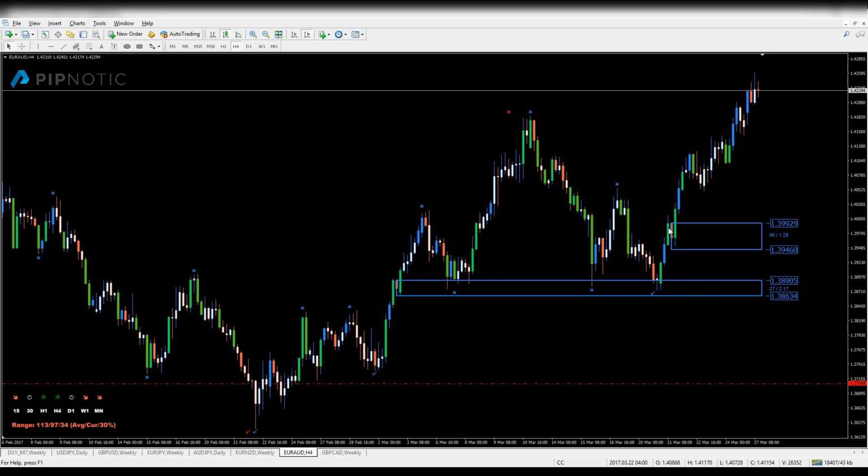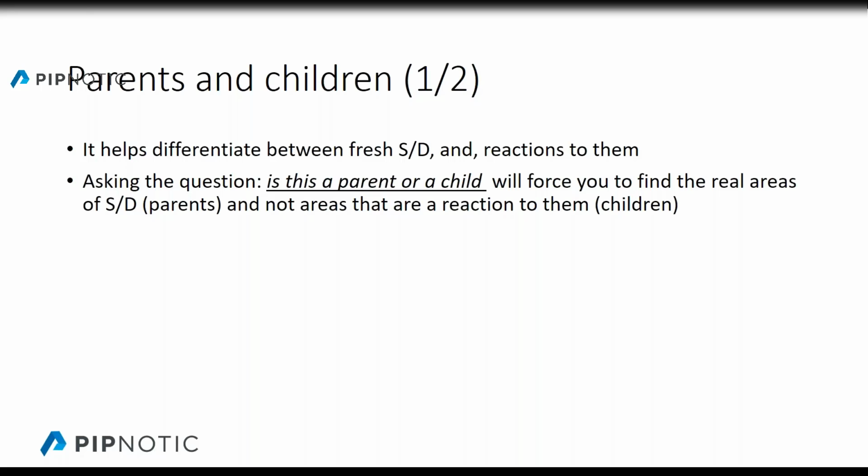Here we have another one. This is a parent. We don't have any children yet, but the child will be a reaction to this one just here. And so again, it trains our eye, and it helps us differentiate between real supply and demand and reactions to them.